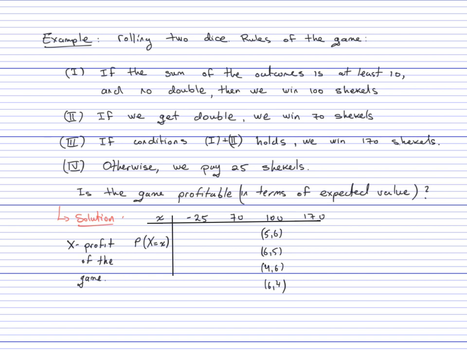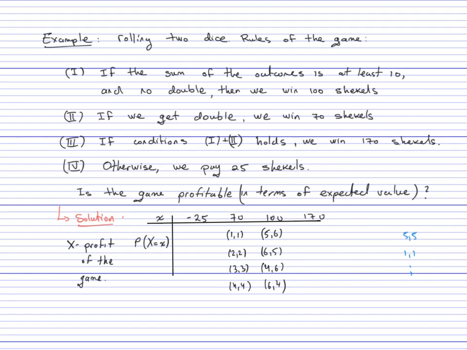By the way, what do I mean by doubles? Doubles means 5 and 5, 1 and 1, and so on. Okay, that's what I mean by doubles. Now that we know when we can get 100 shekels, when exactly can we get 70? 70 we can get only if we get a double. Double here means either 1 and 1, or 2 and 2, or 3 and 3, or 4 and 4.